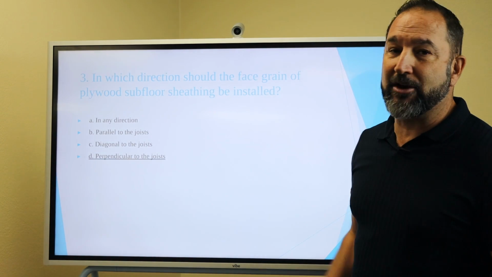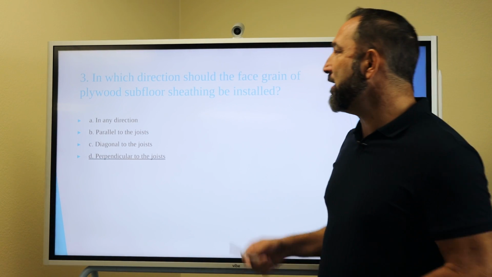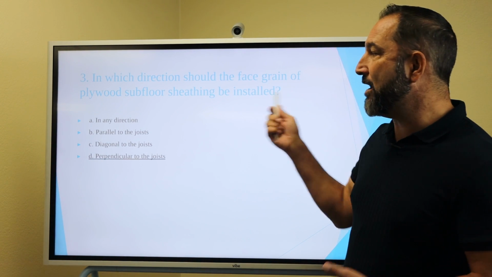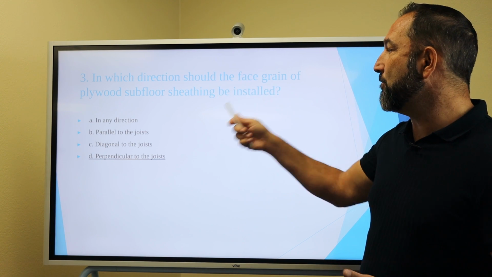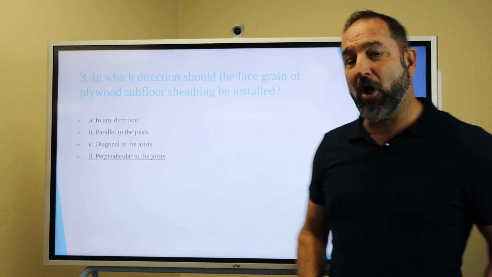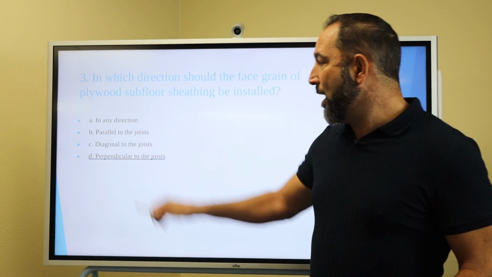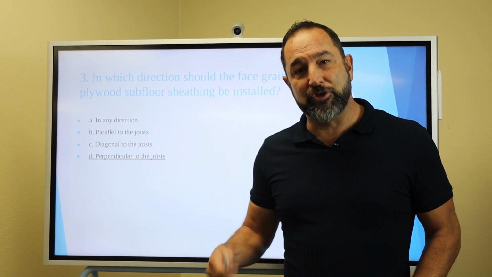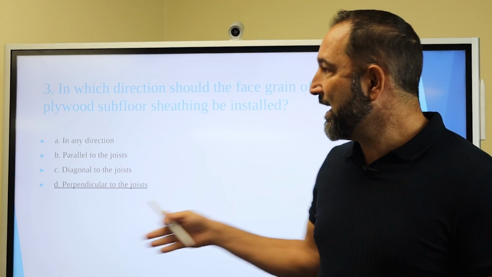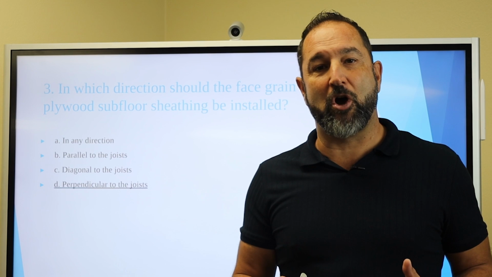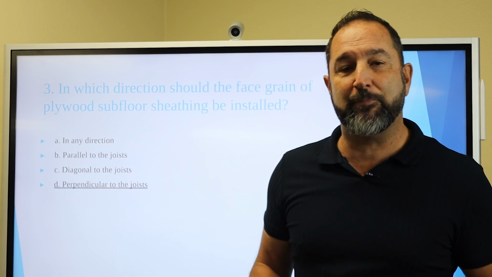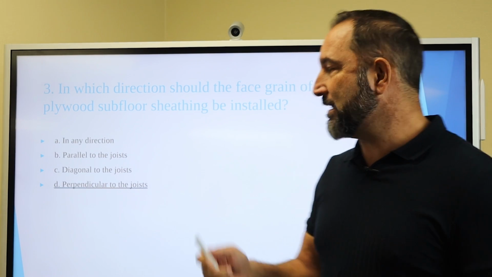Number 3, just the final sample here: in which direction should the face grain of plywood subfloor sheathing be installed? Well, that would be D, perpendicular to the joist. So notice here how the questions are written. These are the kinds of sample questions that you are going to get, okay?